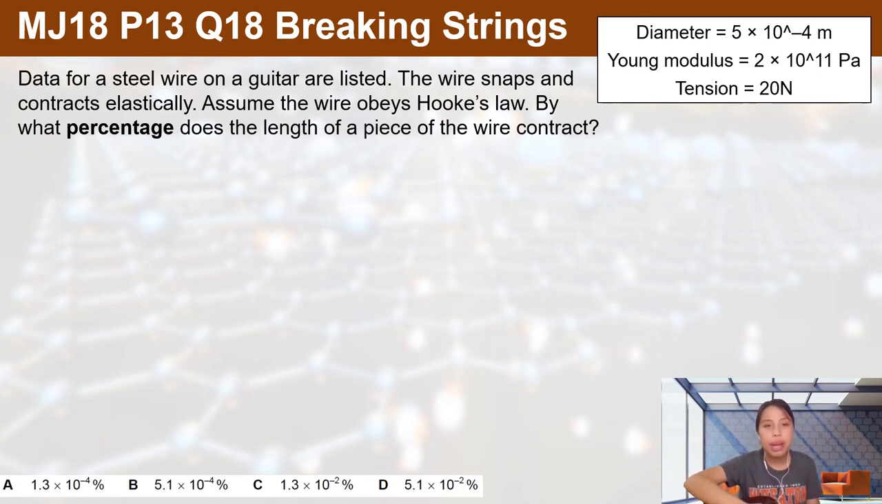So data for a steel wire on a guitar are listed. The wire snaps and contracts. Assume that the wire obeys Hooke's law. By what percentage does the length of the wire contract?